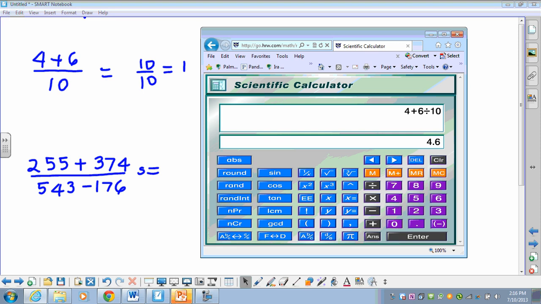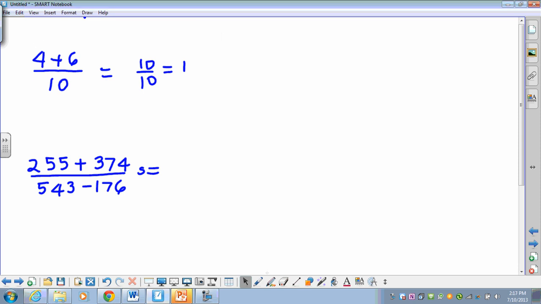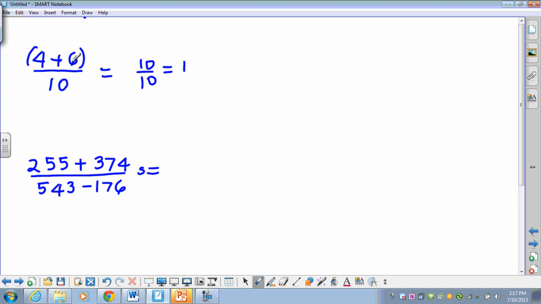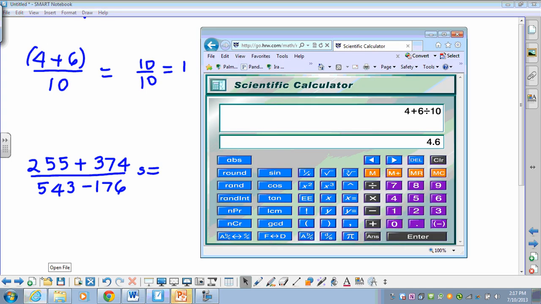So the problem there is, if you're going to enter all of this in one shot into your calculator, you need to use parentheses properly. In this situation, because you have more than one expression in the numerator, you should include that in a set of parentheses when you're entering it into the calculator. So we enter open parentheses, 4 plus 6, close parentheses, division by 10, and we should get the correct answer. And we do. We get 1.